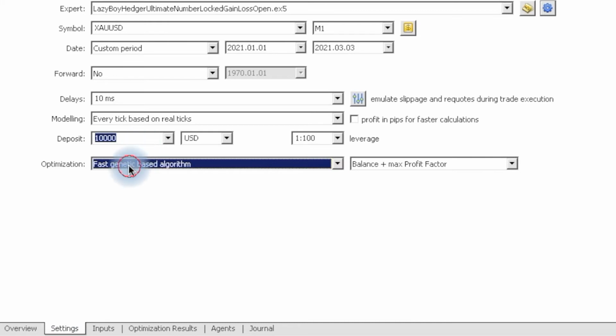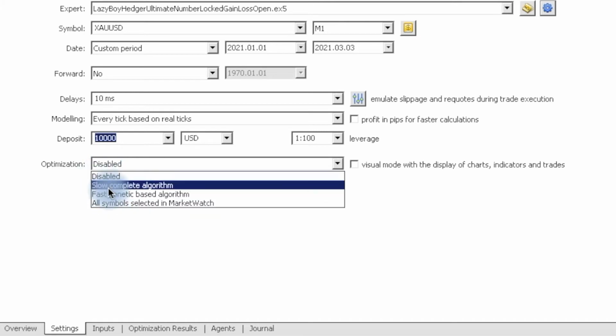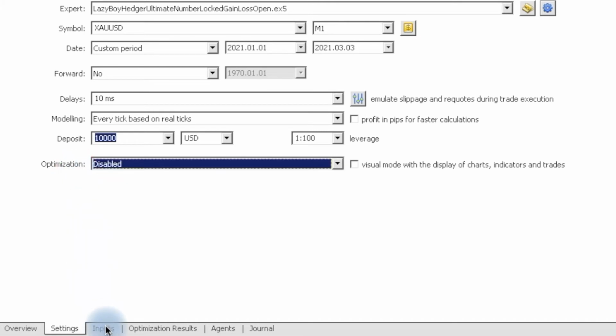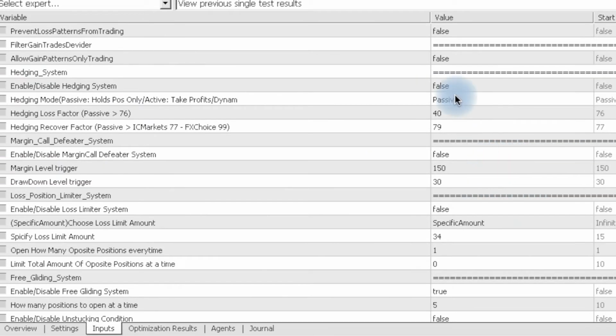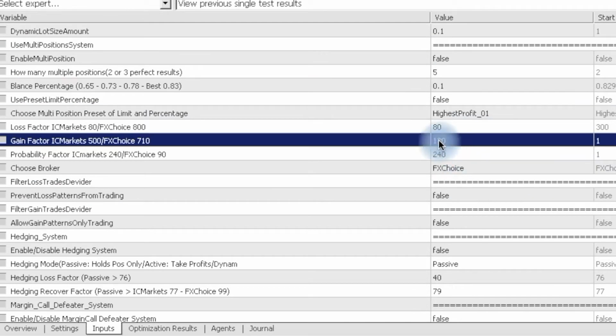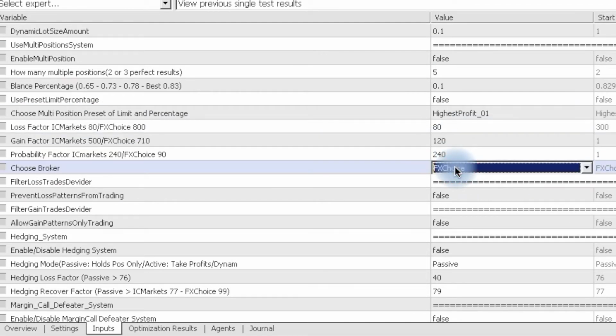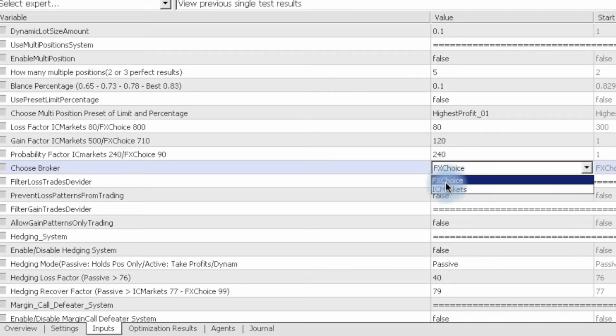So we'll go back here and set this back to disable. This is if I want to test. If I want to optimize, then I use one of these options. So back to inputs. Now we have talked about this. Now you can select your broker from here. You can choose it. I have 2 brokers so far, but really this is just for you to see. It has no effect.